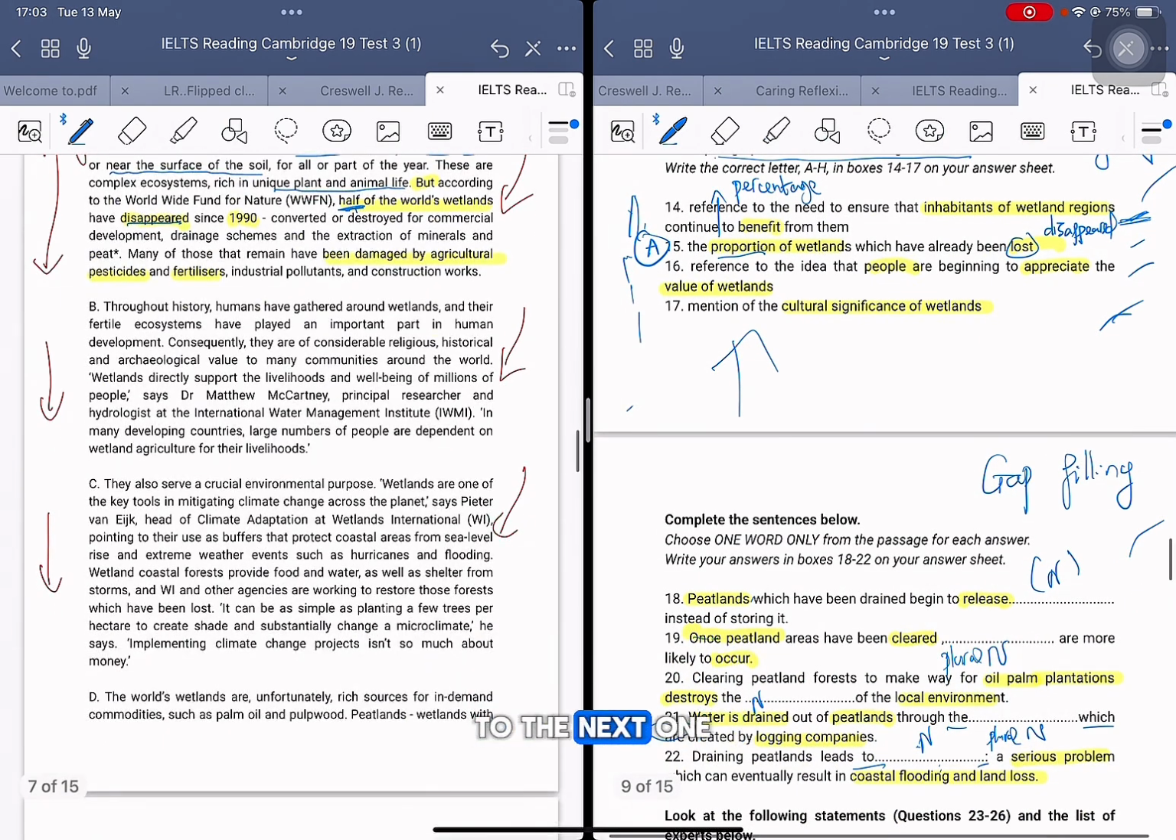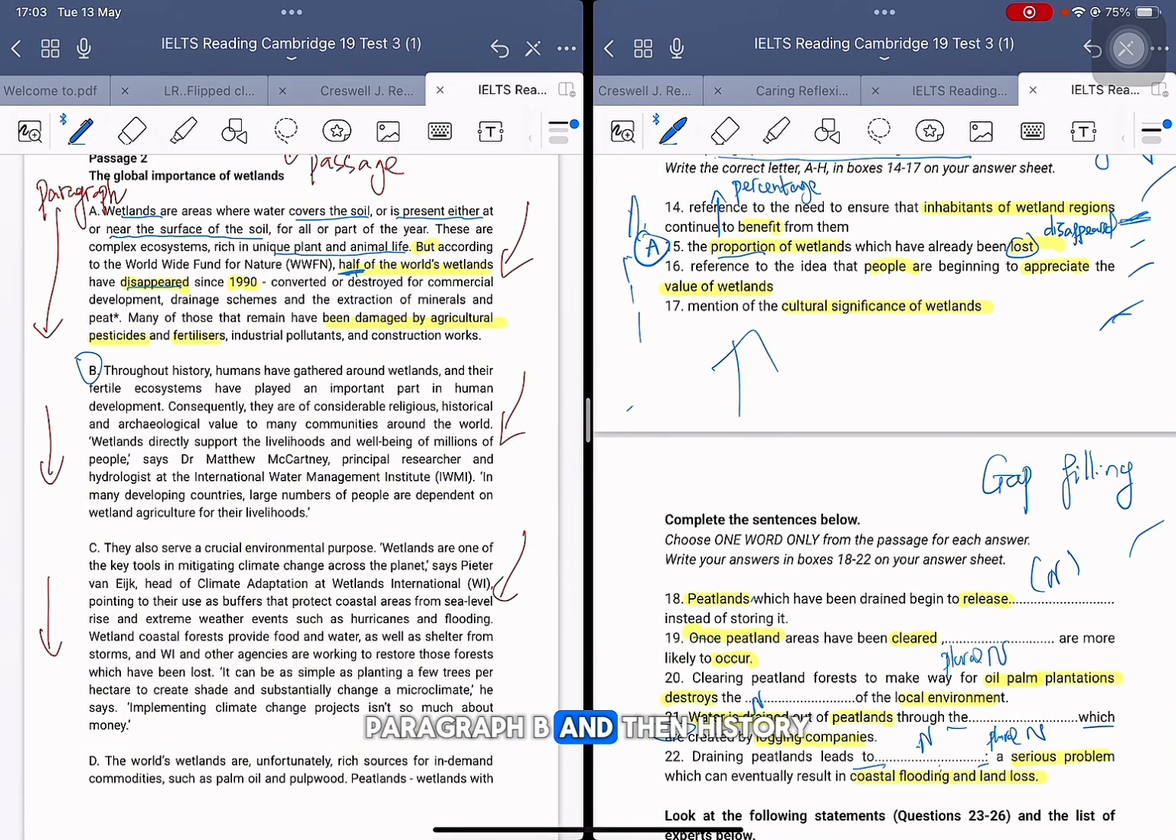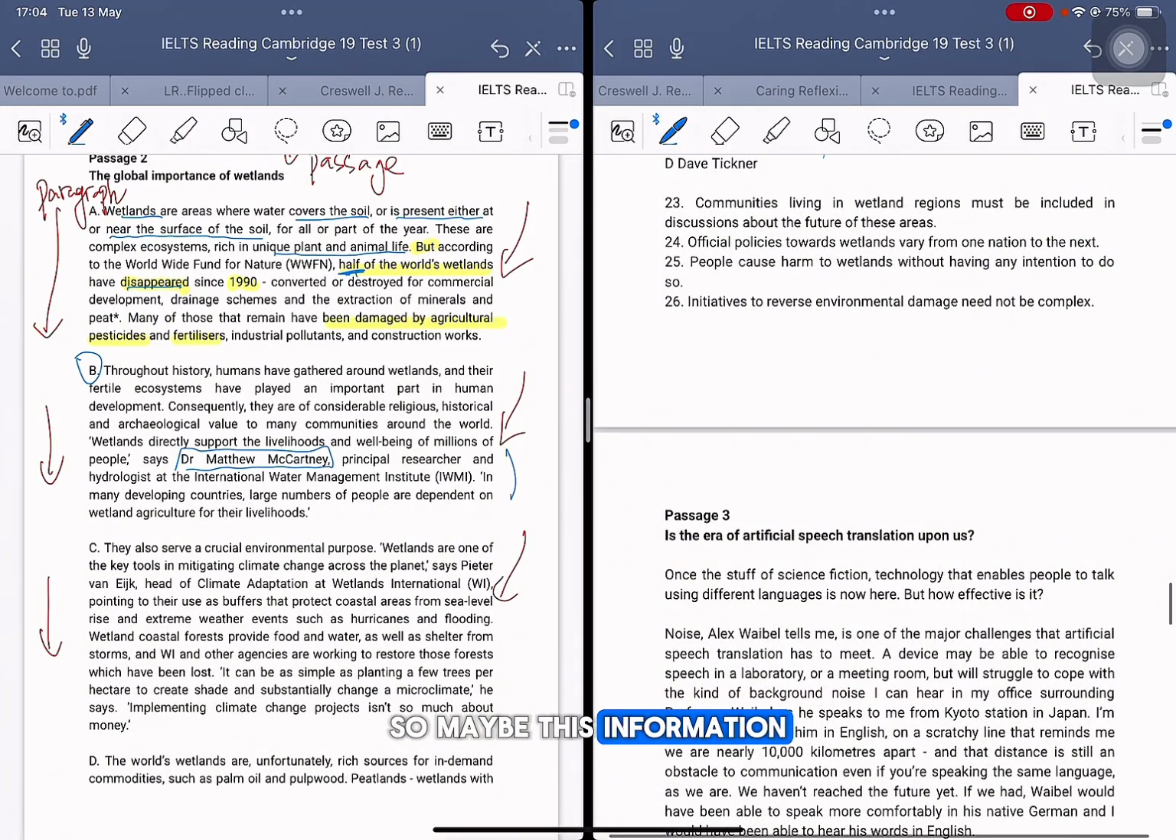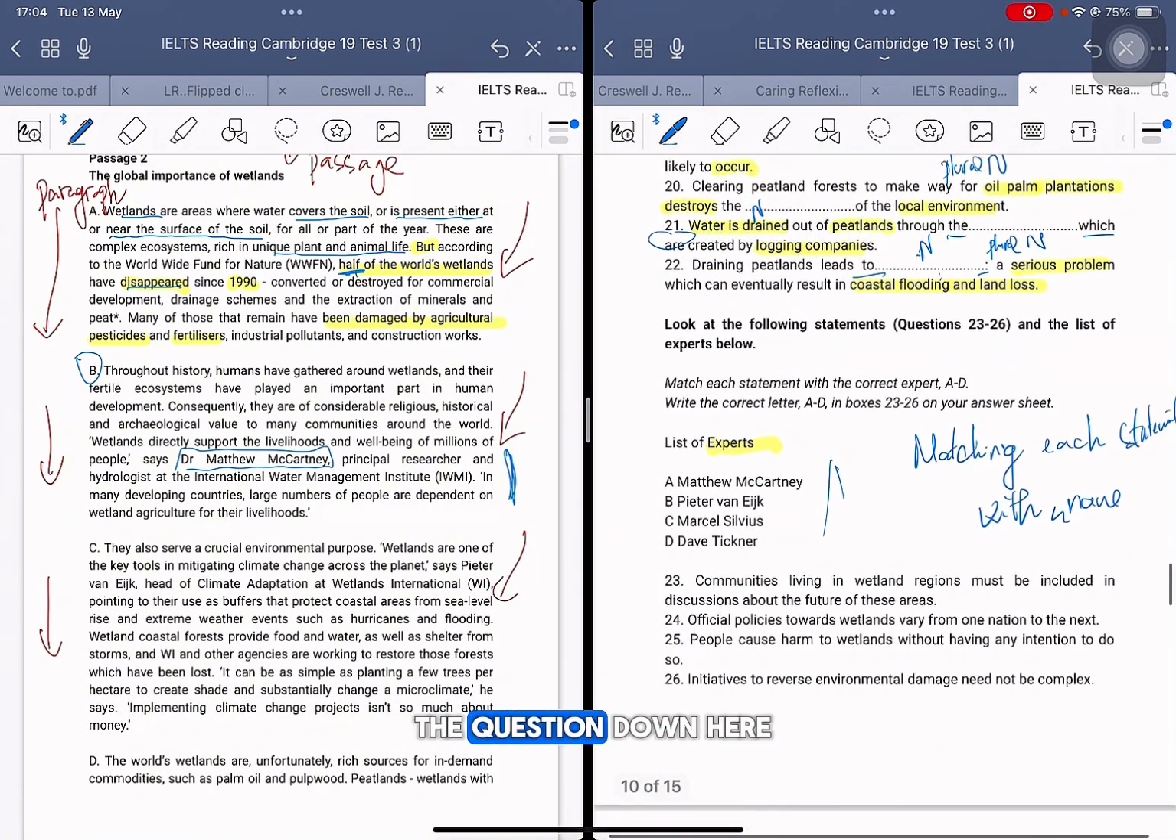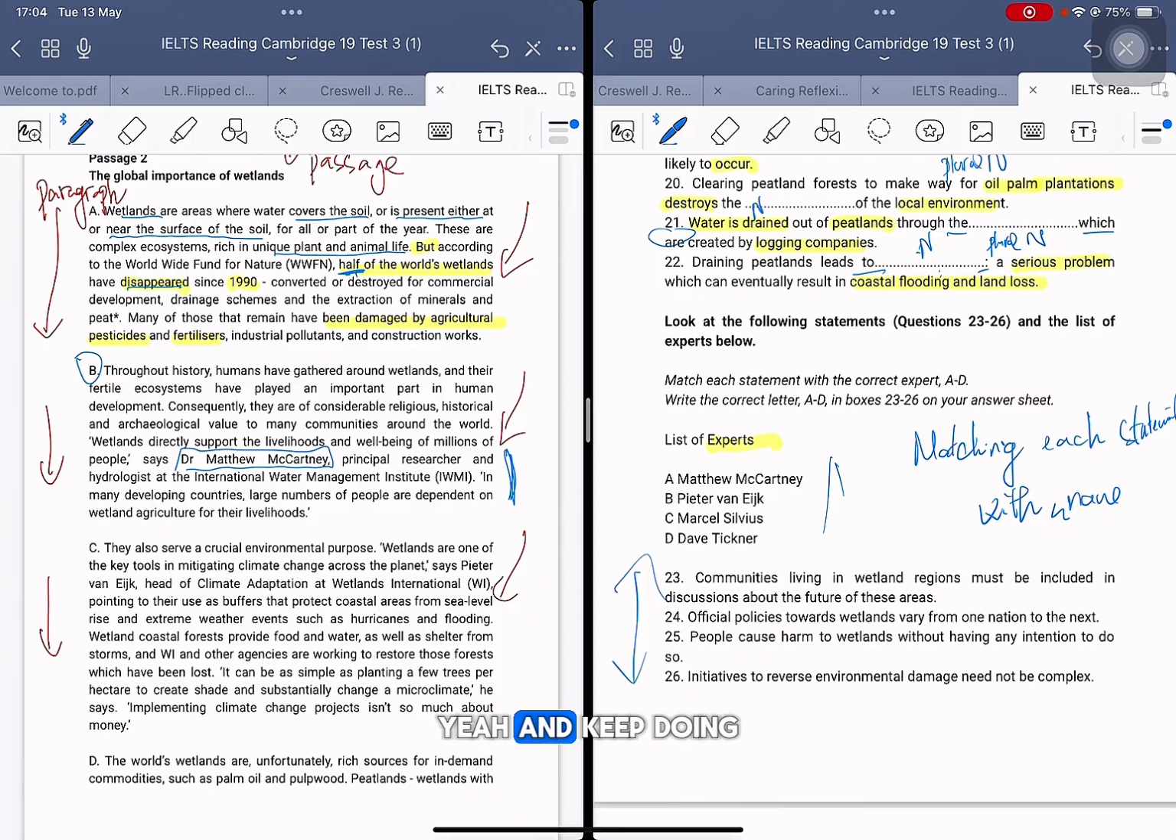Or maybe moving on to the next one, paragraph B, and then history, and so on. And then you can see specific information. So maybe this information can help you answer the question down here. Yeah, and keep doing like that.